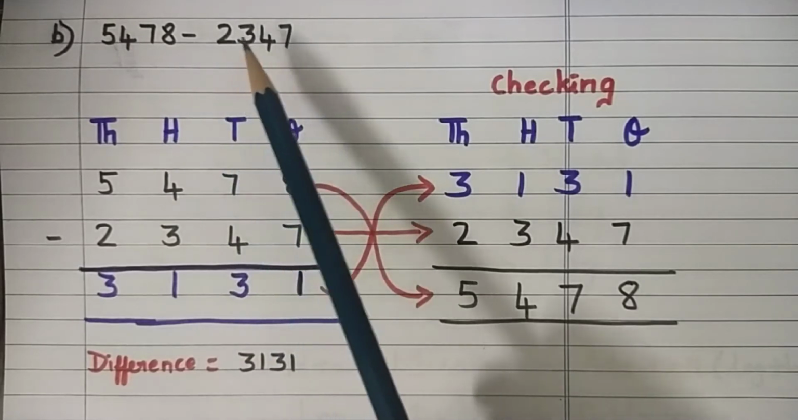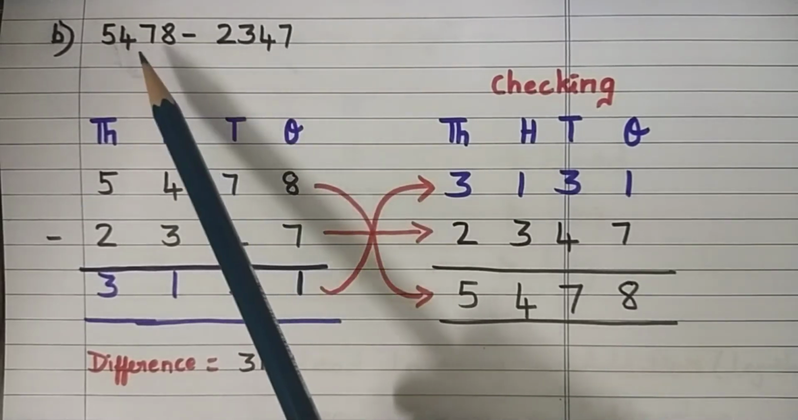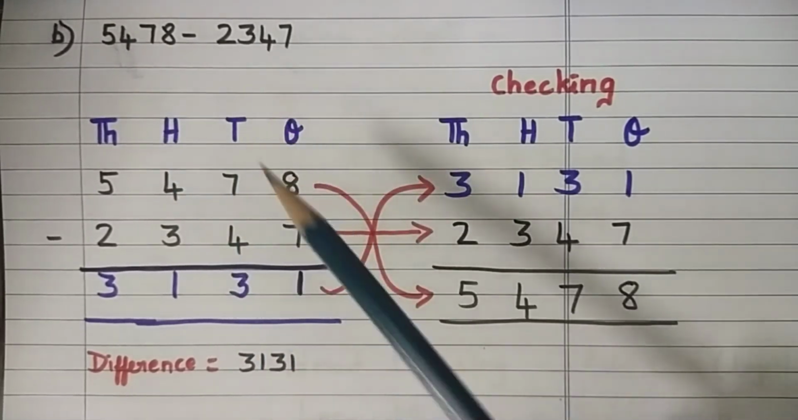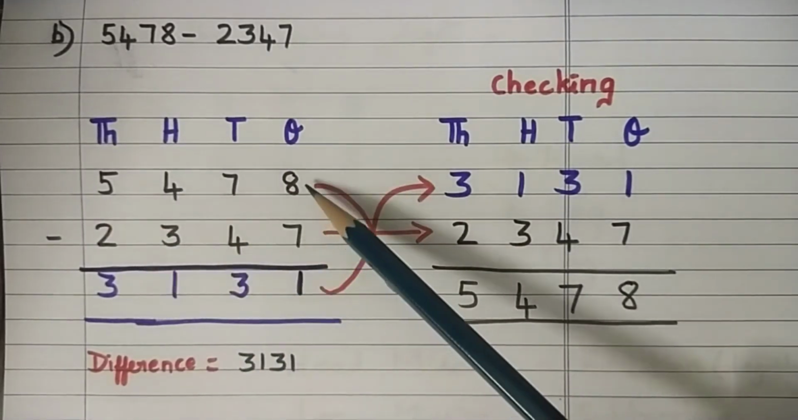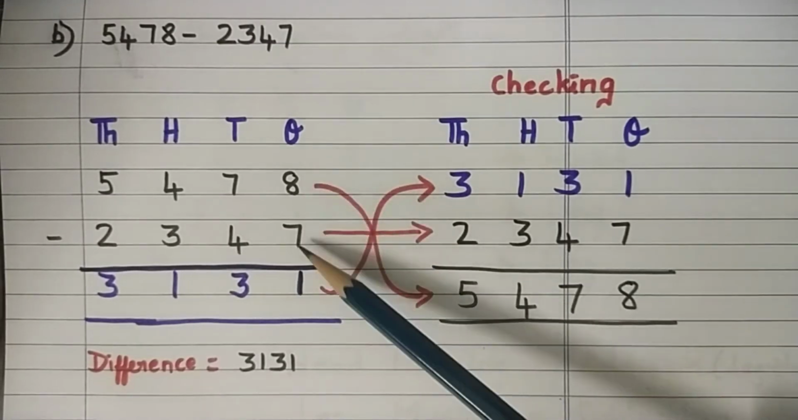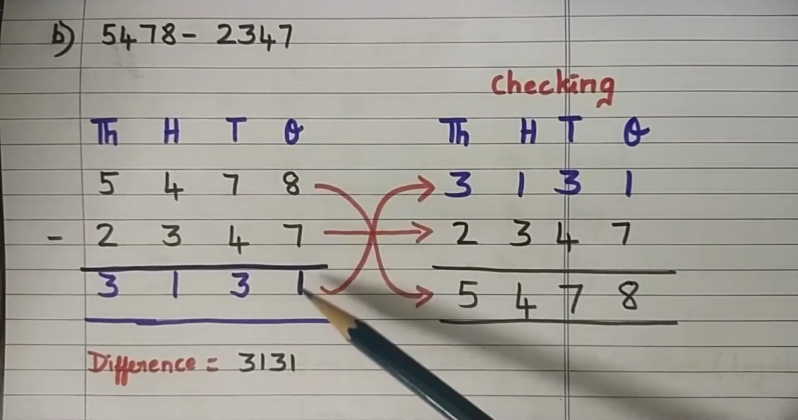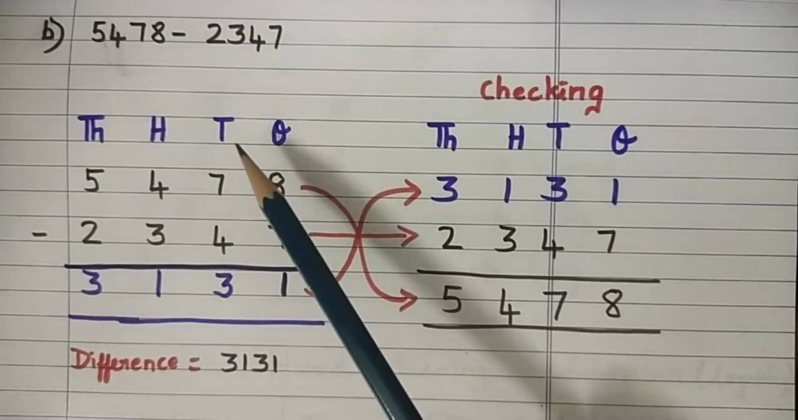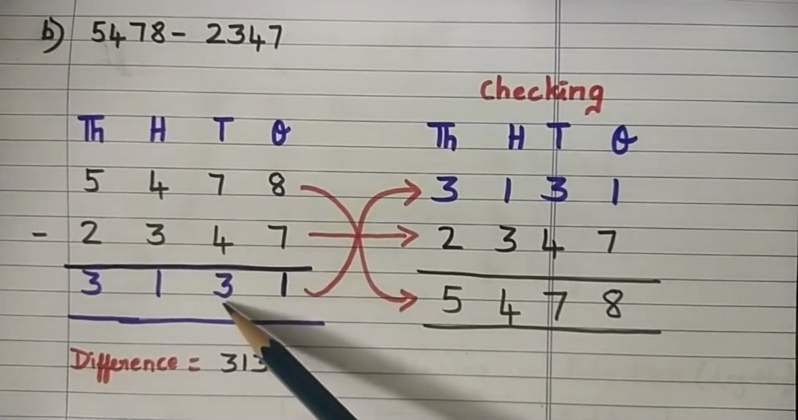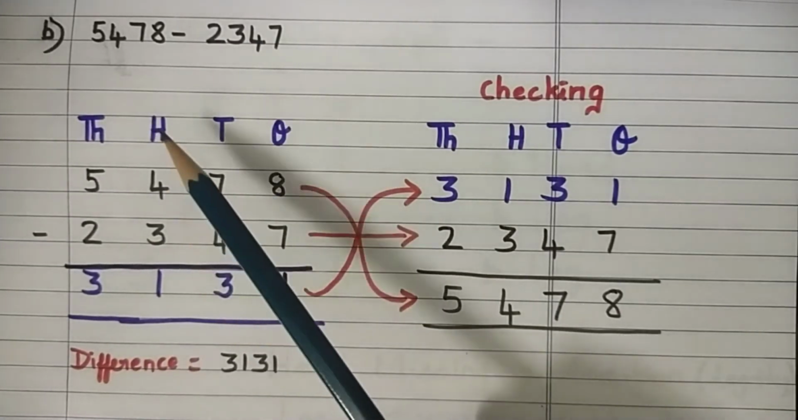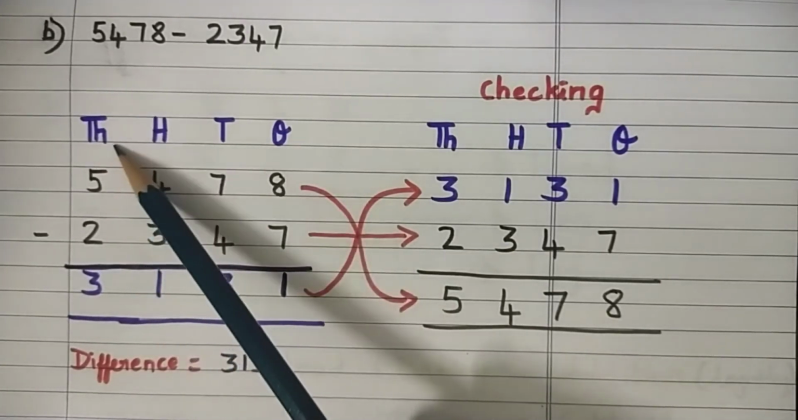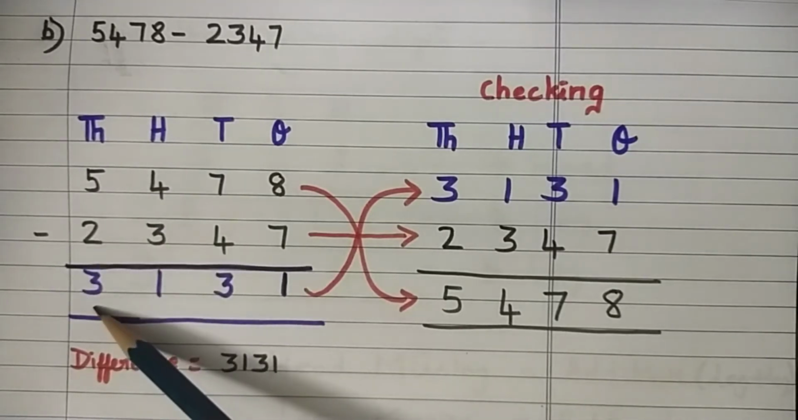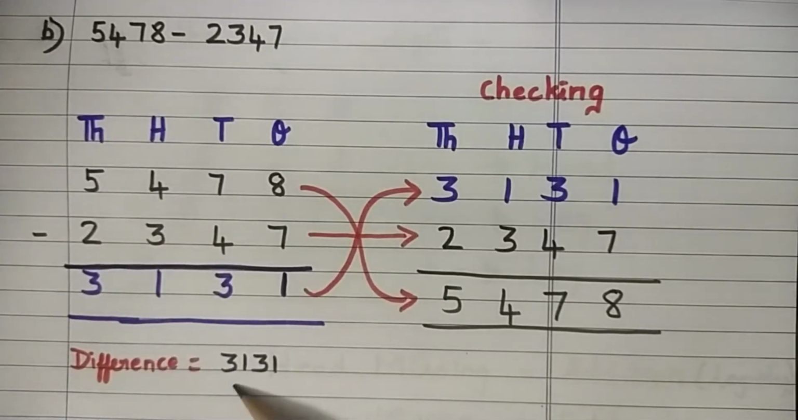5478 minus 2347. Arrange the minuend and subtrahend one below the other according to their places. Step 1. Subtract the ones column. 8 minus 7 gives what? 1. Next, tens column. 7 minus 4 gives what, children? 3. Yes, you are correct. Hundreds column. 4 minus 3 gives what? 1. Thousands column. 5 minus 2 gives what? 3. Therefore, we get the difference 3131.